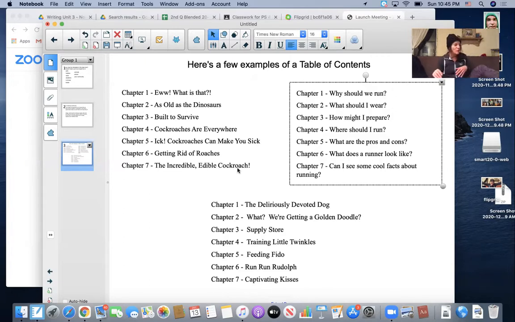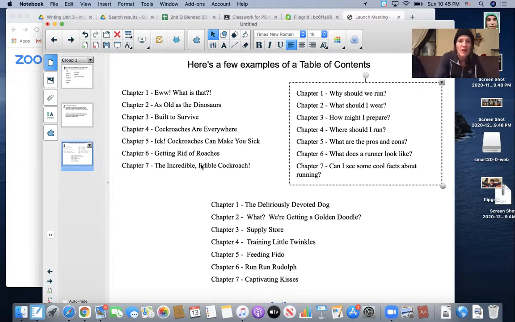Whoever wrote this list of chapter titles was getting crazy and fun with the names of the titles of these chapters, but in a creative way, showing us that they're going to teach us what is a cockroach, how old are they, how long have they been around, why do they survive, where are they, where can they be found, how do they make you sick, how can we get rid of them, and what's this incredible edible? People actually eat this stuff.